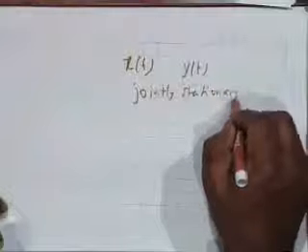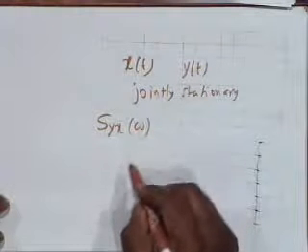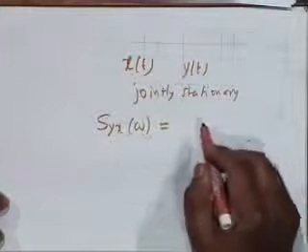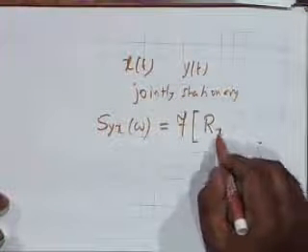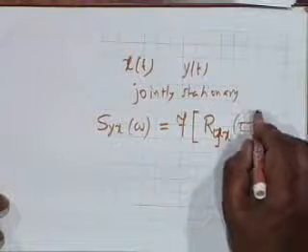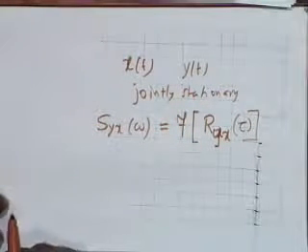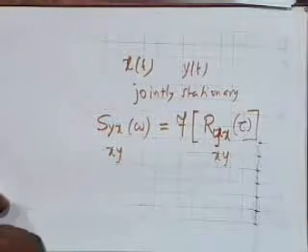And if the processes are jointly stationary, that is, x of t and y of t are jointly stationary, only then we can say that S yx of omega shall be equal to the Fourier transform of R yx of tau. If they are jointly stationary, not otherwise. And similarly, if yx is replaced by xy, then this shall also be replaced by xy.